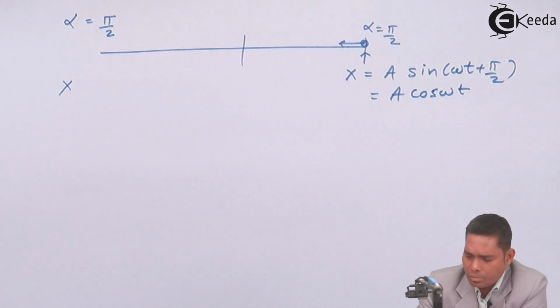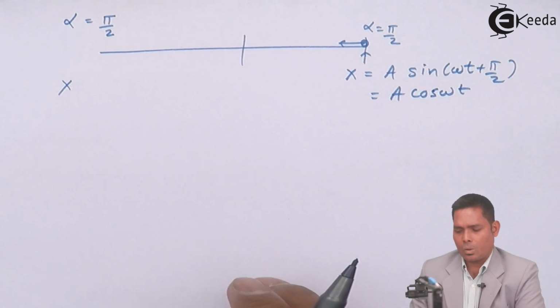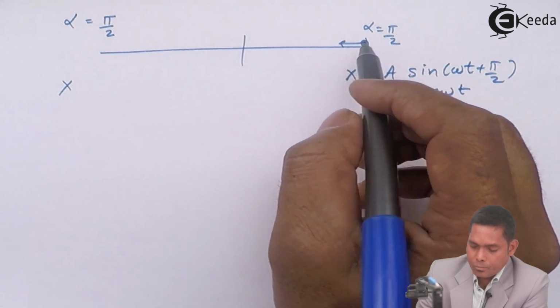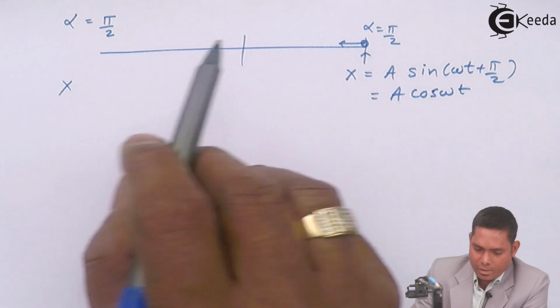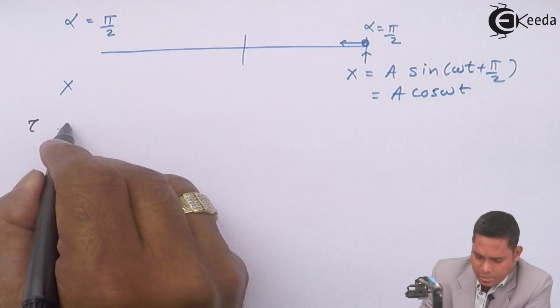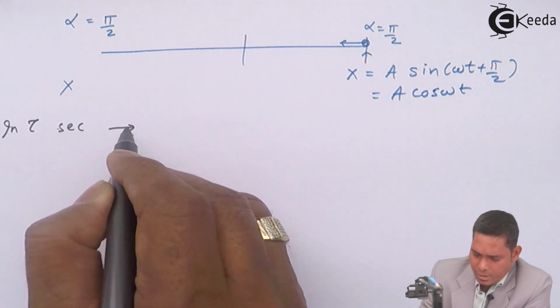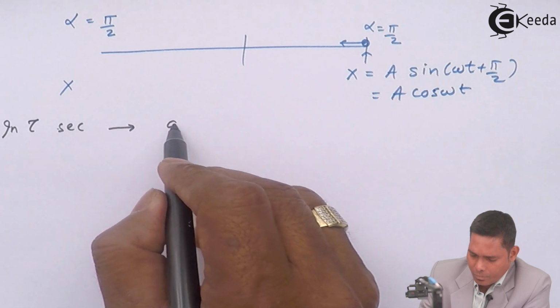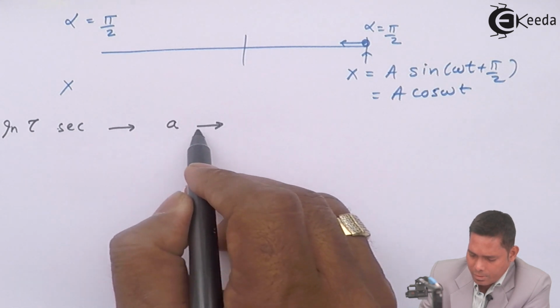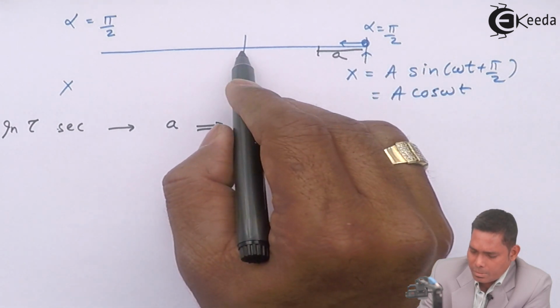So this a cos omega t is the displacement equation for the particle. Now it says that it travels a distance a in t seconds. That implies this distance is a. That implies what is the displacement?